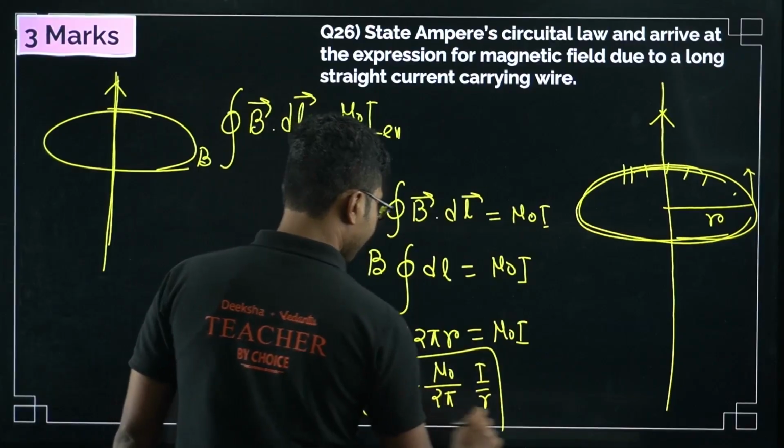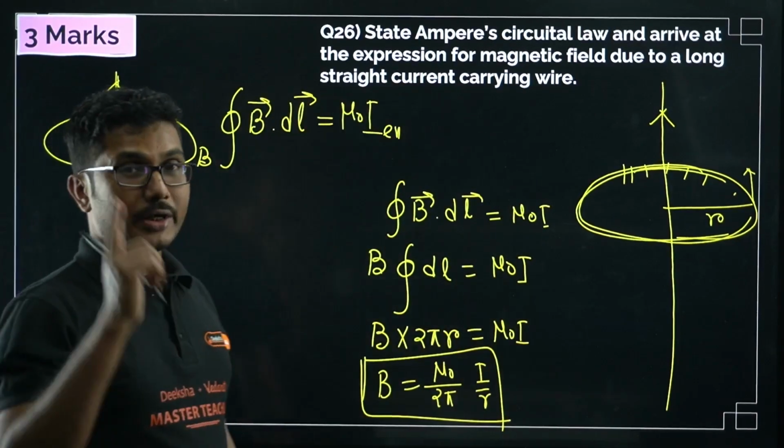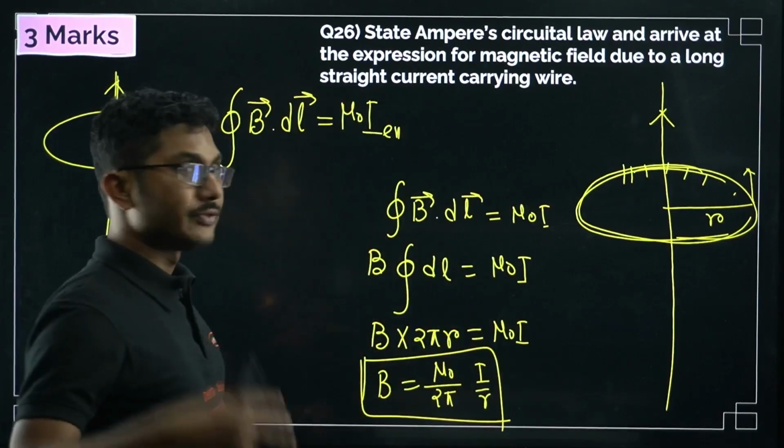Okay, this is the expression that they have asked you. For stating Ampere's circuital law, you get 1 mark. For doing the derivation, you get 2 marks.